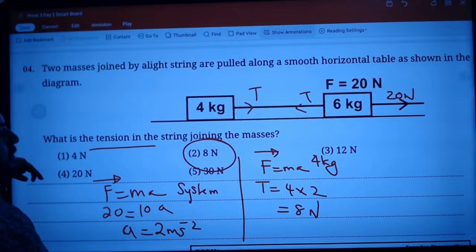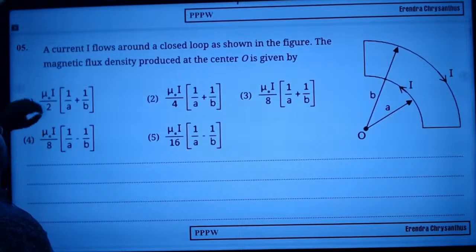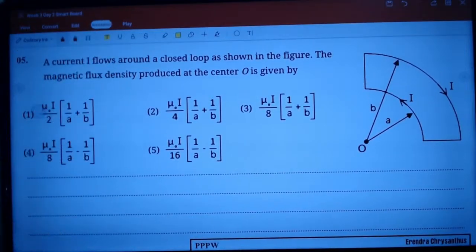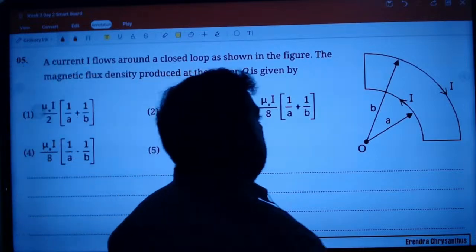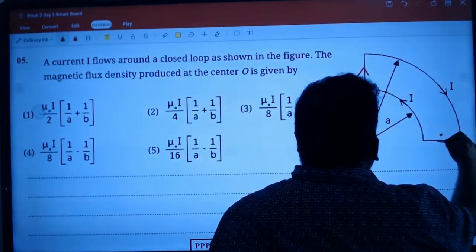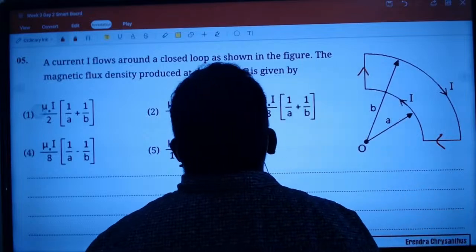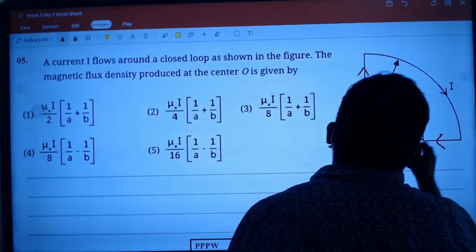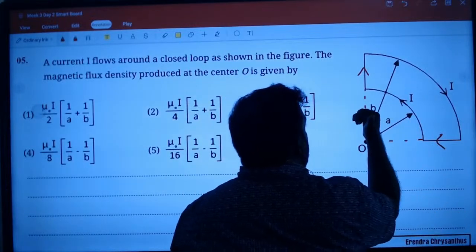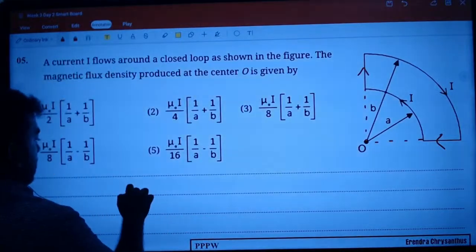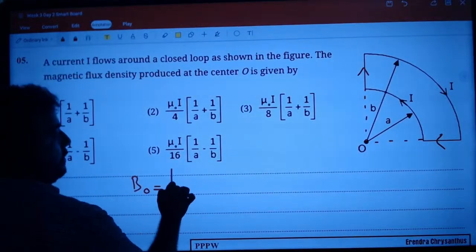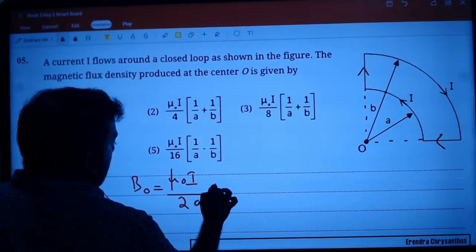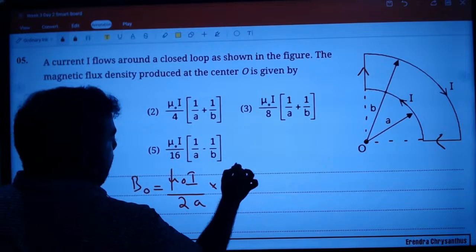Very basic but important. Biot-Savart theorem. Current I flows around a closed loop, producing a field at the center. You can see this is a quarter of a circle. Current going that way means field is outwards. So magnetic field at O is mu naught I divided by 2A times a quarter of a circle. Field is outwards, plus.